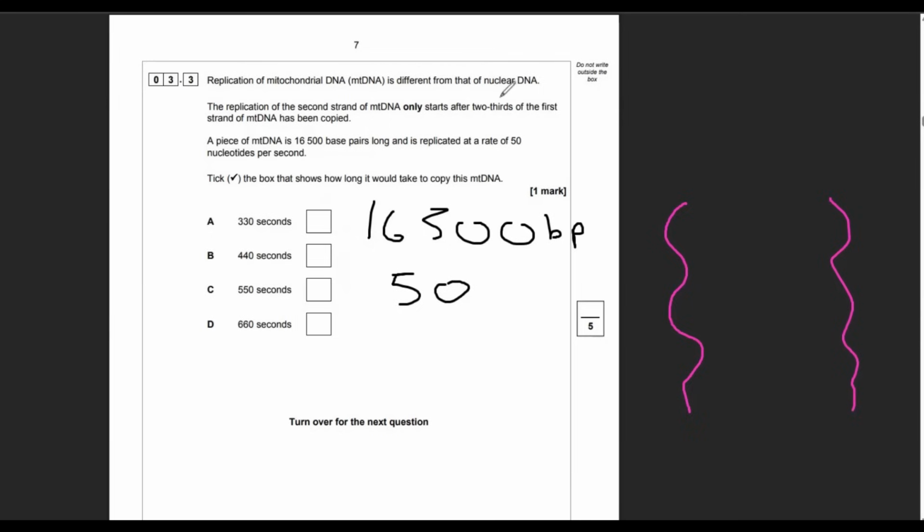It says, how long does it take? So there's 16,500 base pairs. To copy one strand, there are 16,500 complementary base joining points. And 50 nucleotides join a second. So I'm going to do 16,500 divided by 50. It's going to take 330 seconds for one of the strands to be copied. Now, if they both started getting copied at the same time, then the total time would be 330 seconds.